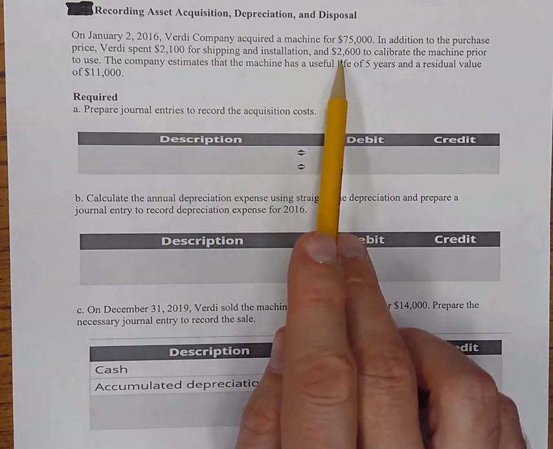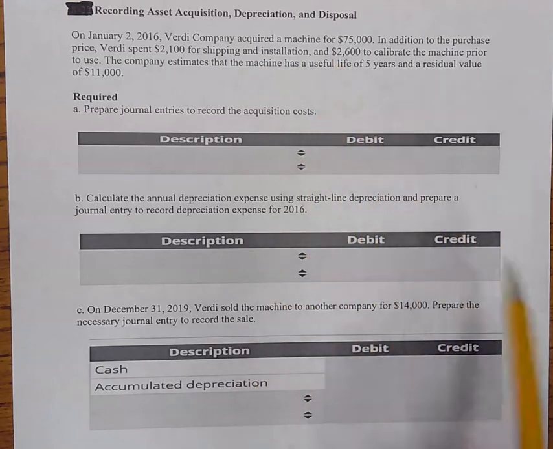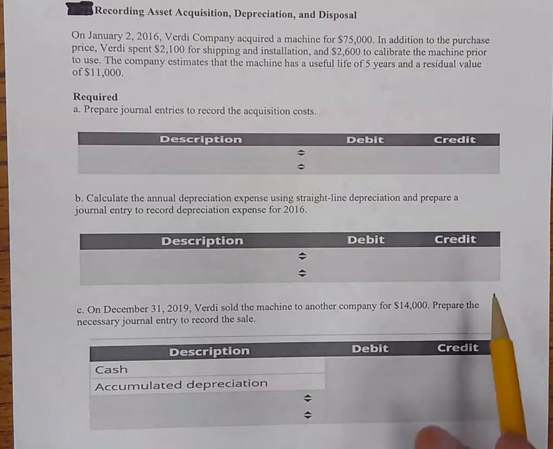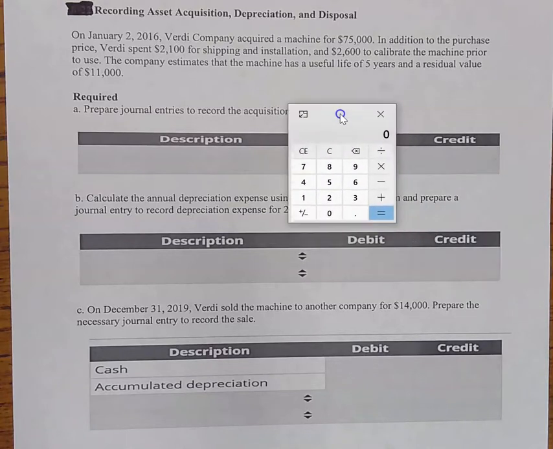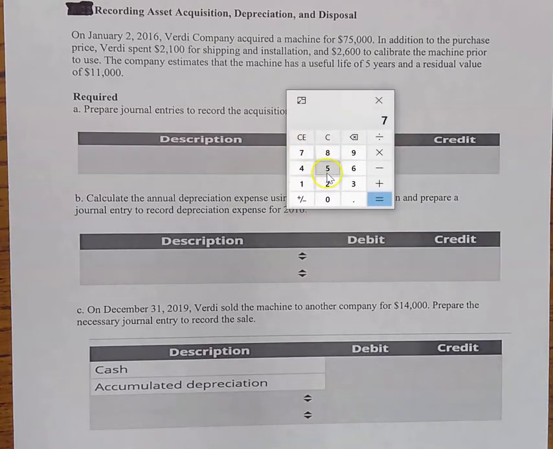$2,600 to calibrate the machine prior to use. This is called testing, and this is also something that at least the first time that we do it would be added to the asset's cost. So let's just come right over here and add these figures up, because that's the first thing that we have to do down here. 2,100 plus, let's see, 2,600, is going to give us 79.7.